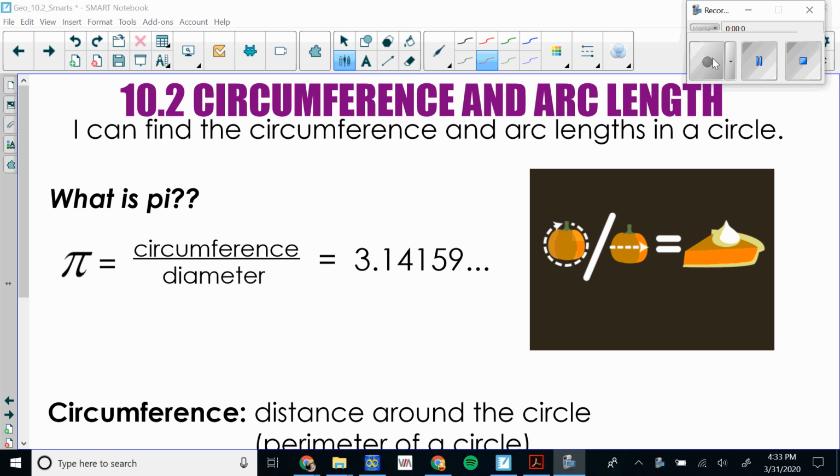10.2, circumference and arc length. Just a quick video over the notes I already took. My stylus broke, so I'm going to have to use my finger. So I'm using the notes that are already there. I'll just kind of highlight what I did and why.